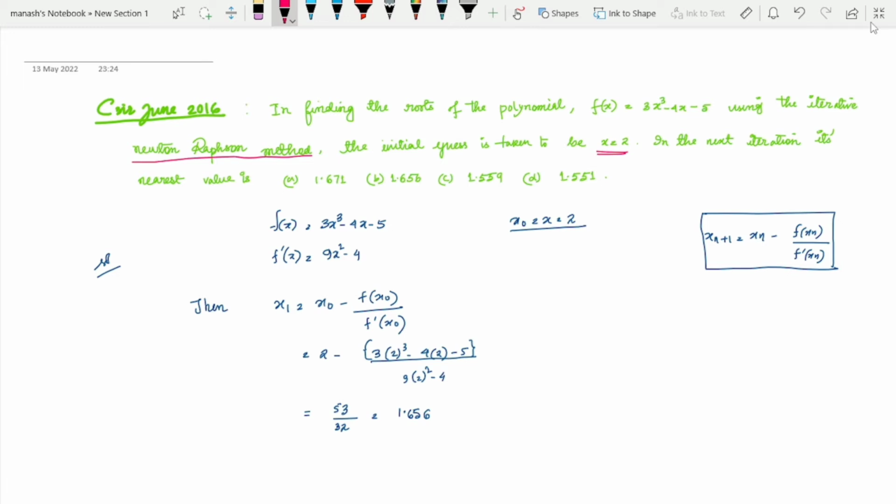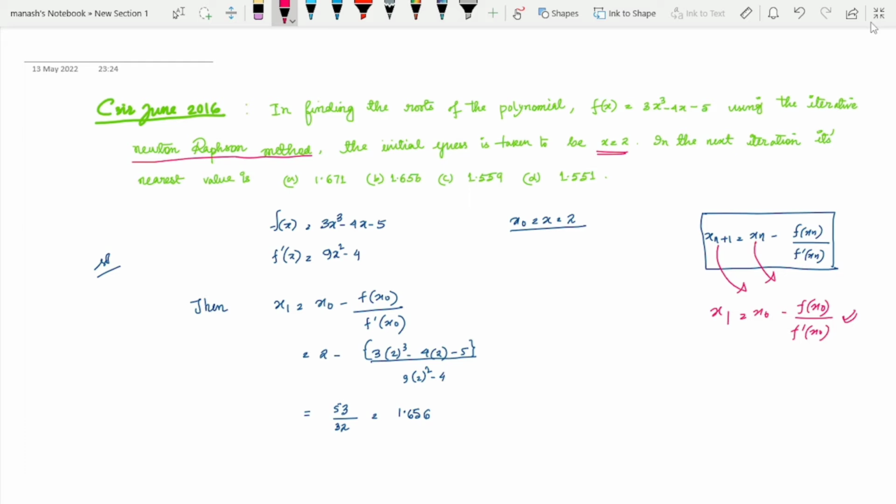I forgot to tell you that the equation that governs the successive iteration is this. Suppose this is the initial guess, then the successive guess is given by x(n+1) = xn - f(xn)/f'(xn), where I will be putting in the initial guess. Suppose I want to find x1, then it would be x1 = x0 - f(x0)/f'(x0). So this is the Newton-Raphson method.